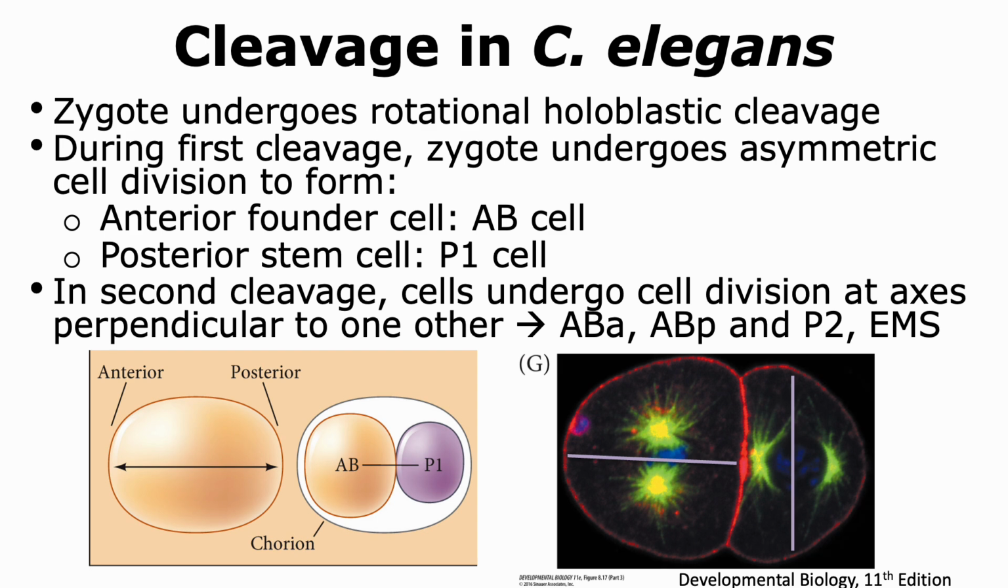The product of the second cleavage is going to be four daughter cells called ABA, ABP, P2, and EMS. ABA and ABP come from the AB cell, and P2 and EMS come from the P1 cell.